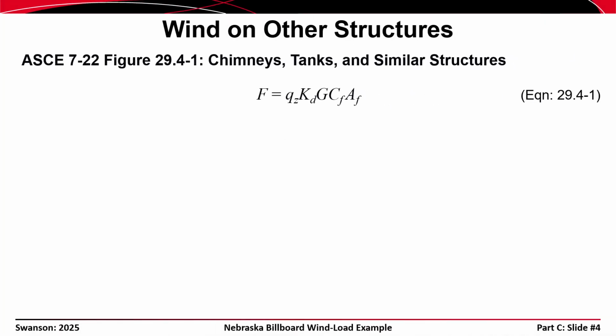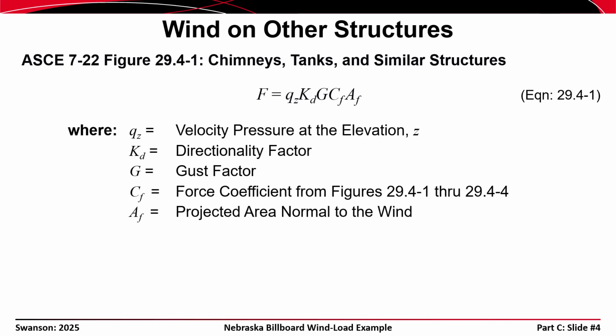To determine the wind forces on the posts, we'll turn to Section 29.4 of ASCE 7, which addresses wind loads on chimneys, tanks, and similar structures, and we'll use equation 29.4-1, which is shown here. In this equation, q sub z is a velocity pressure at an elevation z measured relative to ground level. K sub d is a directionality factor. G is a gust factor. C sub f is a force coefficient. And A sub f is the area of the structure projected on a plane that is perpendicular to the direction of the wind. We'll address the velocity pressure q in a few minutes.